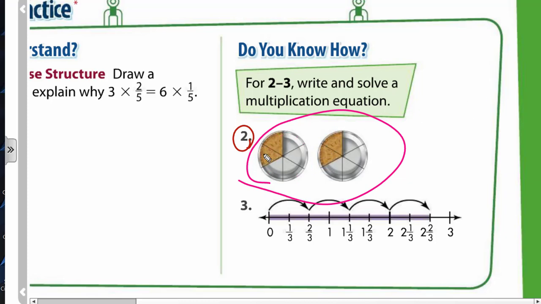Let's count them. 5. Okay, so 1, 2, 3, 4, 5. No, not 5. Count again. Yes. Okay, so this is 2 sectors. So the second one also is 2 sectors, right? Yes. Okay, can you tell me an equation using multiplication? We are repeating 2 sectors. How many times?